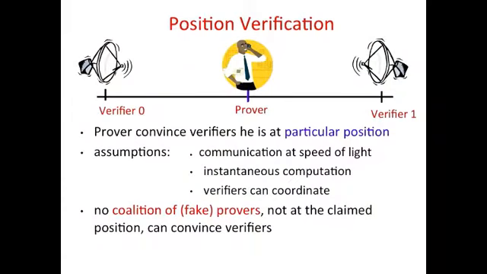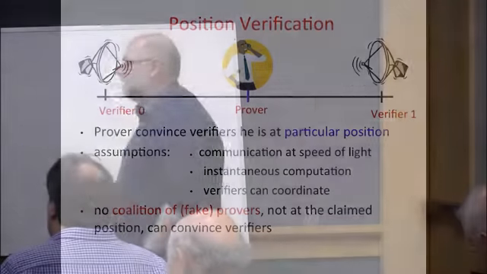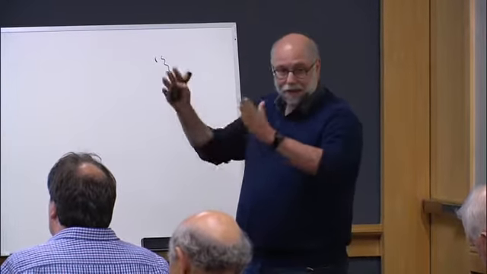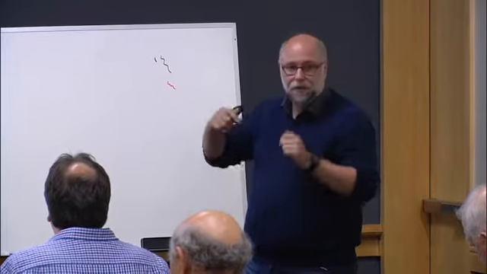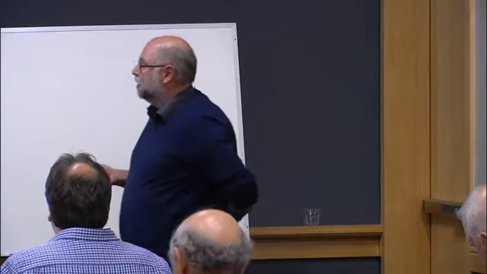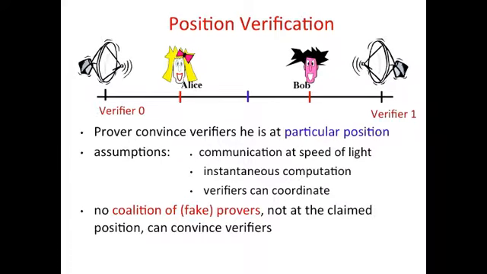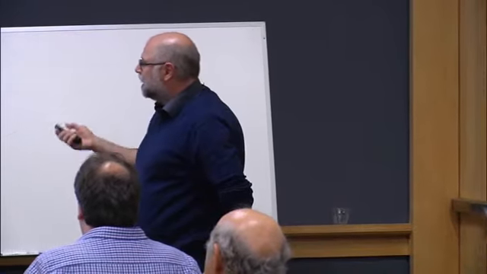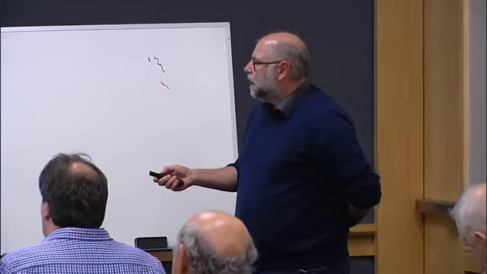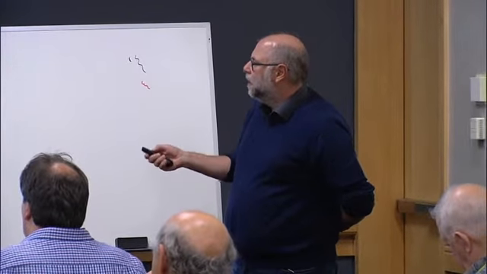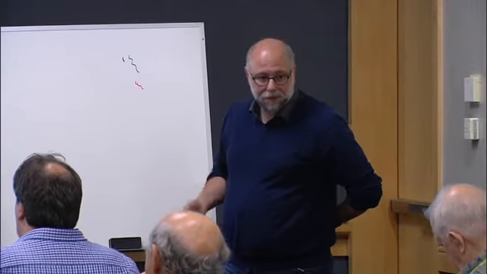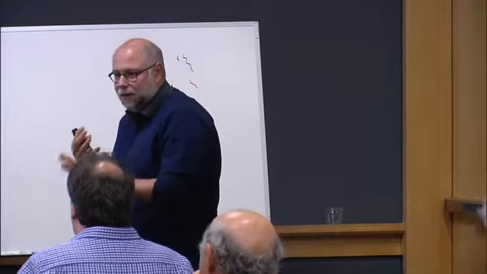So what does it mean for a protocol to be secure? Well, it is secure if there is no coalition of fake provers that pretends towards the verifiers that there is someone at the claimed location. So in pictures, it means that there cannot be two fake provers, in this case Alice and Bob, the bad guys, such that they intercept messages and somehow pretend towards the two verifiers that there is someone in the middle, whereas there is nobody. So that's what you want to shield against.